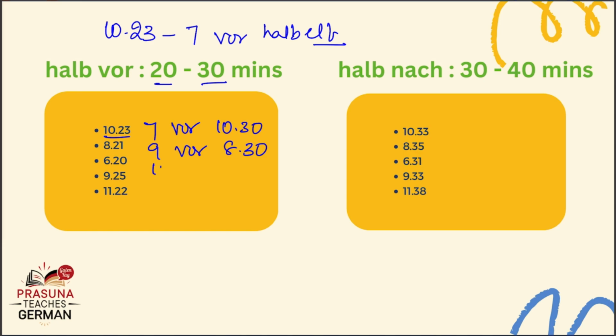And 8:21 is 9 vor halb 9. 6:20 is 10 vor halb 7. 9:25 is 5 vor halb 10. 11:22 is 8 vor halb 12.